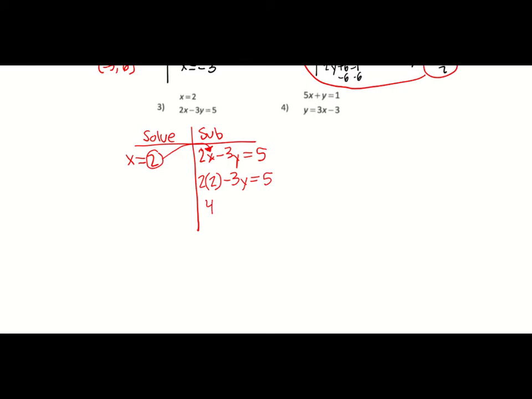2 times 2 is 4, minus 3y equals 5. I want to move that 4 to the other side. And then finally divide by -3. I get y is equal to negative 1/3. So my final answer here, my ordered pair, is going to be my x value, which is 2, comma my y value.